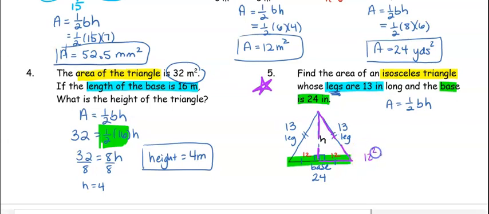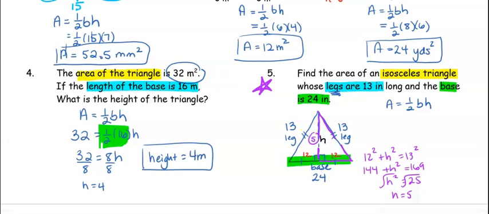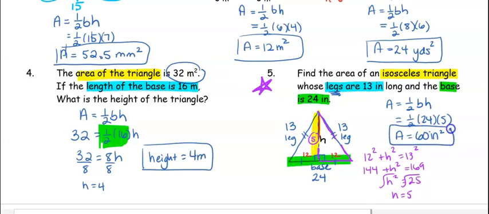So I've got 12 squared plus h squared equals 13 squared, 144 plus h squared equals 169. We move it over to get 25. We square root, and that missing height is 5. So in our formula, we have 1/2 the base of 24 that we were given times the height of 5 that we just solved for. We put all of that into our calculator, we multiply it out, and we get 60 inches squared.